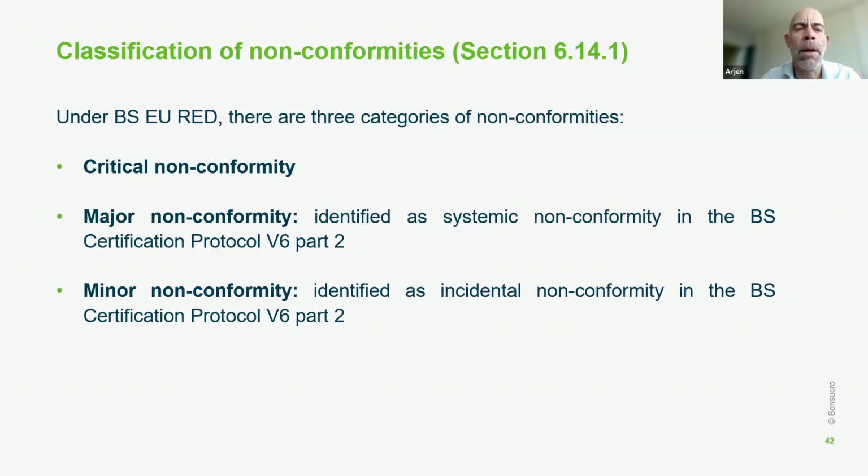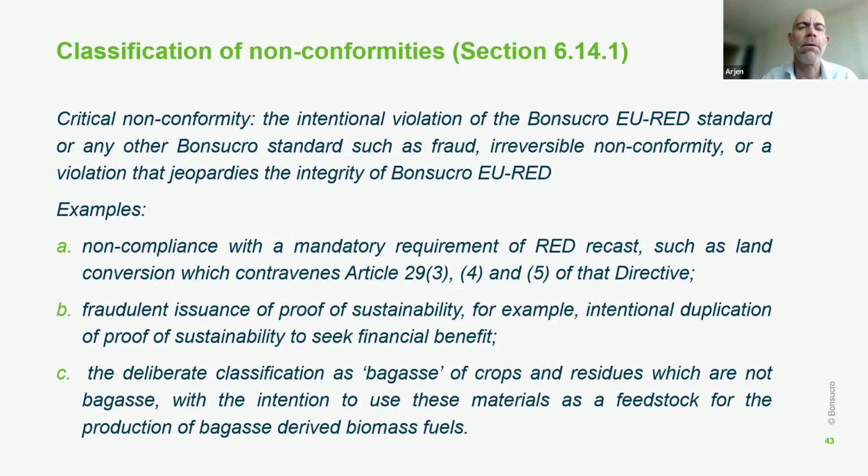What is new is that the EU-RED standard also specifies critical non-conformity. A critical non-conformity is, as it reads here, the intentional violation of the Bonsucro EU-RED standard or any other Bonsucro standard, such as fraud, irreversible non-conformity, or a violation that jeopardizes the integrity of Bonsucro EU-RED. So it's a really, really heavy non-conformity. It's a non-compliance with a mandatory requirement of the RED recast. It's issues related to fraud, deliberate classification as bagasse of crops and residues. So really fraud and irreversible non-conformities.